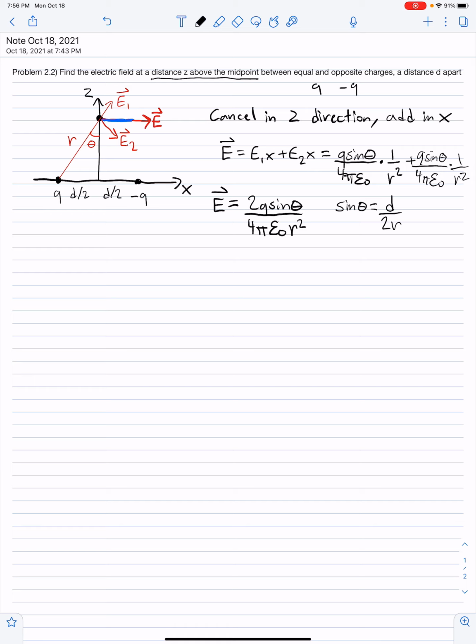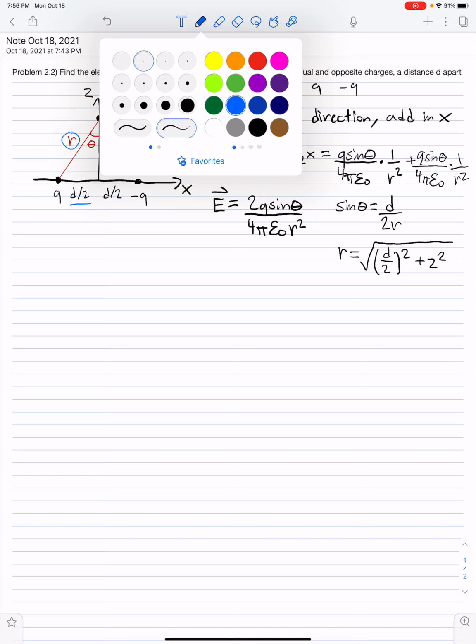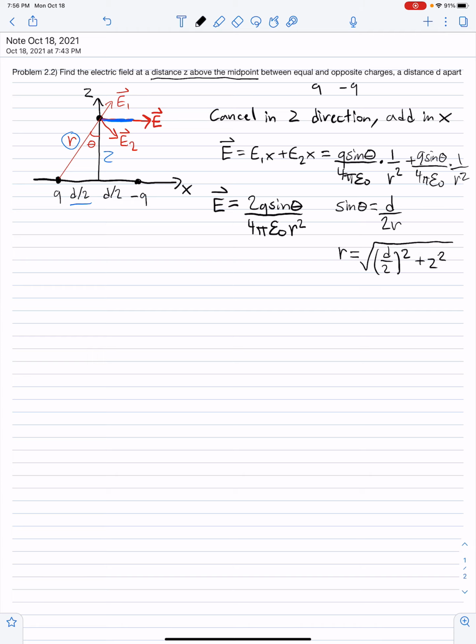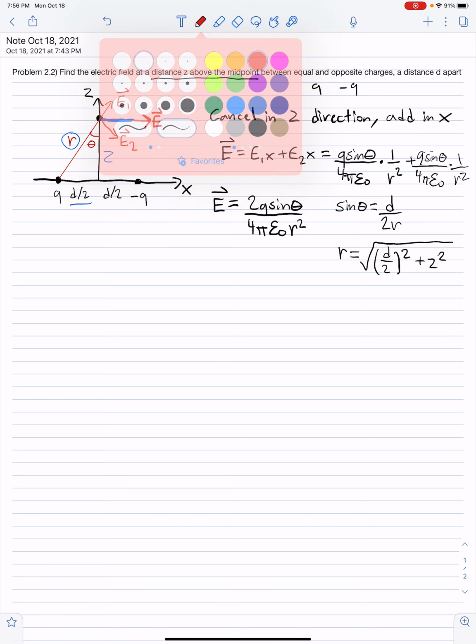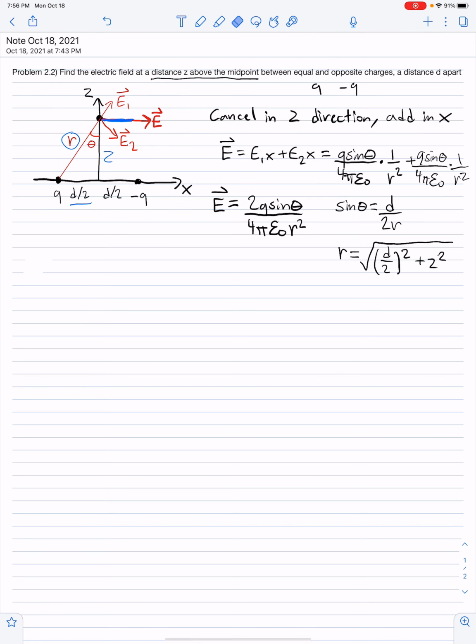Just use SOHCAHTOA. And if we want to get our r value here, we can actually represent it as the square root of (d over 2) squared plus z squared. If we just look here, we're getting r as, this is z, this is d over 2. Pythagorean theorem shouldn't be that much of a jump.